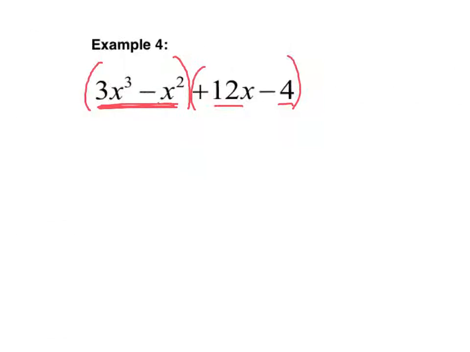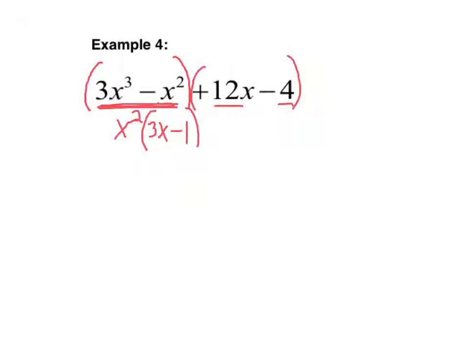So I look at the 3x cubed and the x squared, and the biggest thing they have in common is x squared. And then I divide it out. So what do I have once I divide out the x squared? I have a 3, and then I have an x, and then I have minus 1, because x squared divided by x squared gives me this 1.